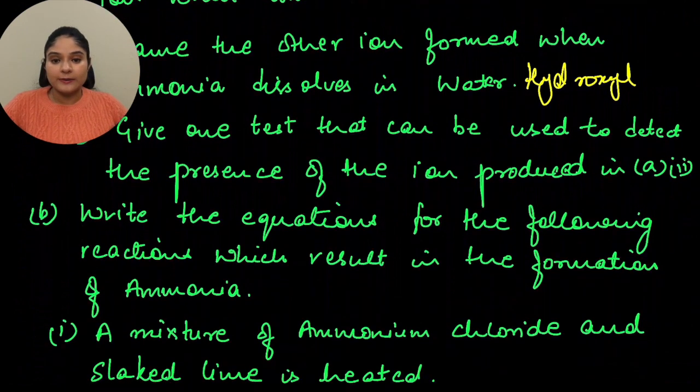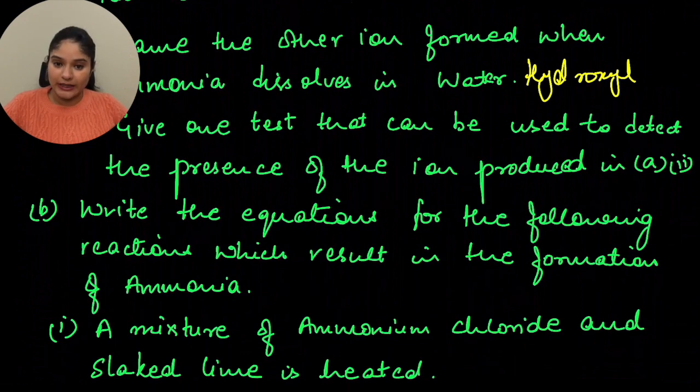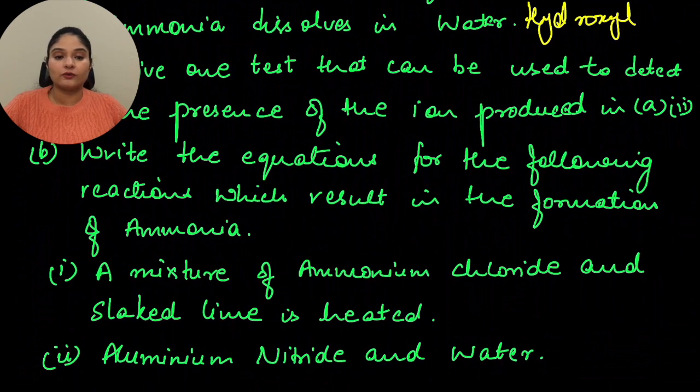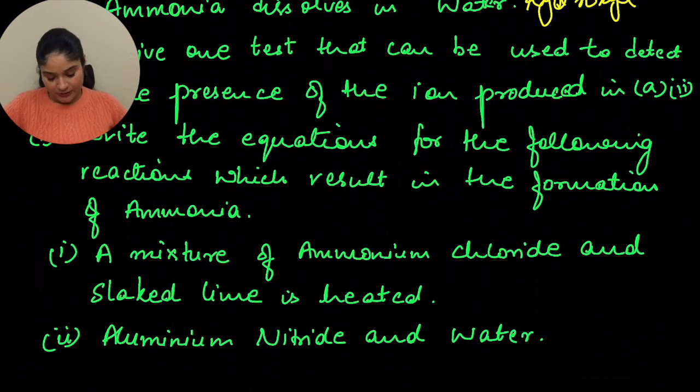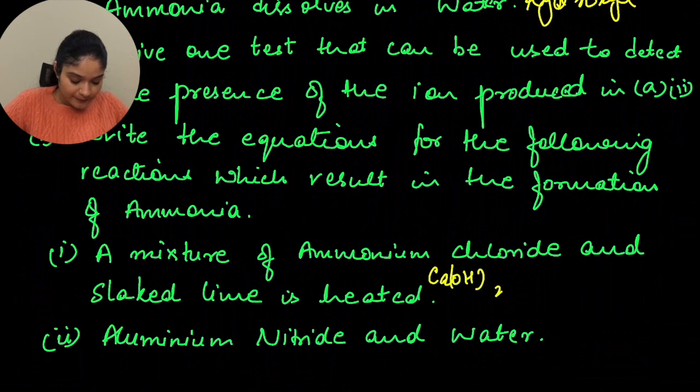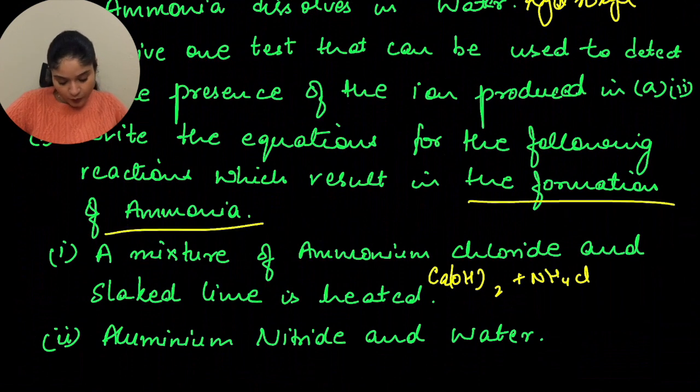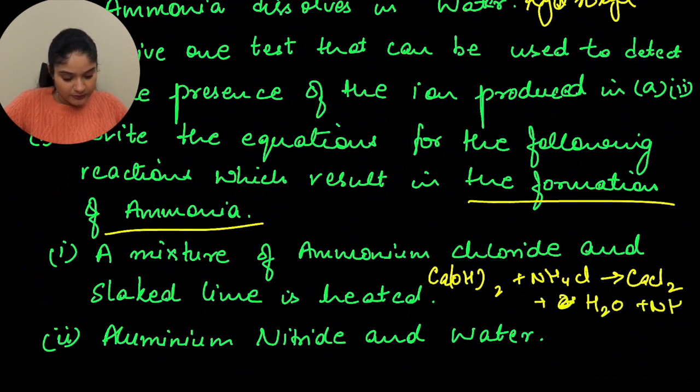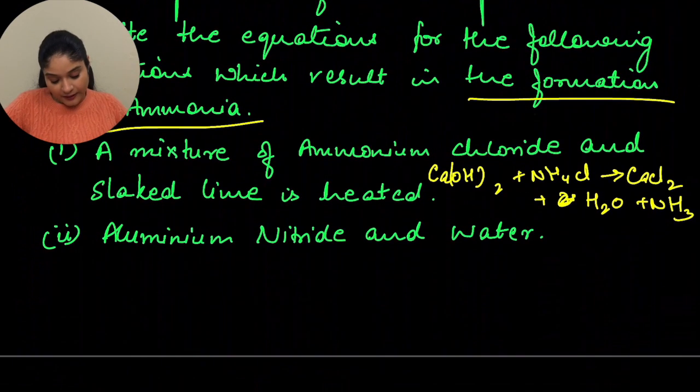The next question is, write the equations for the following reactions which result in the formation of ammonia. The first is a mixture of ammonium chloride and slaked lime is heated. So let's write with that. So slaked lime is Ca(OH)2 and ammonium chloride, that is NH4Cl, and we are forming ammonia. So when this reaction will happen, you will get CaCl2 plus water plus ammonia gas.